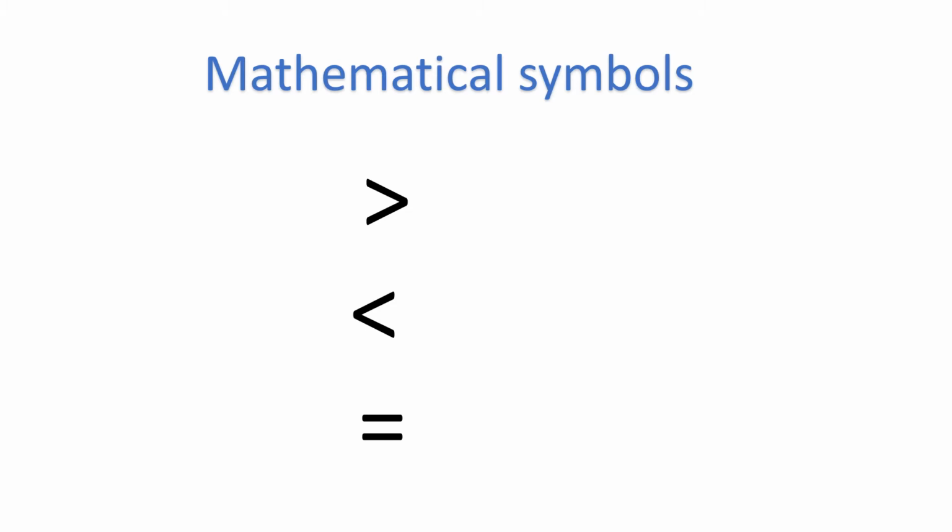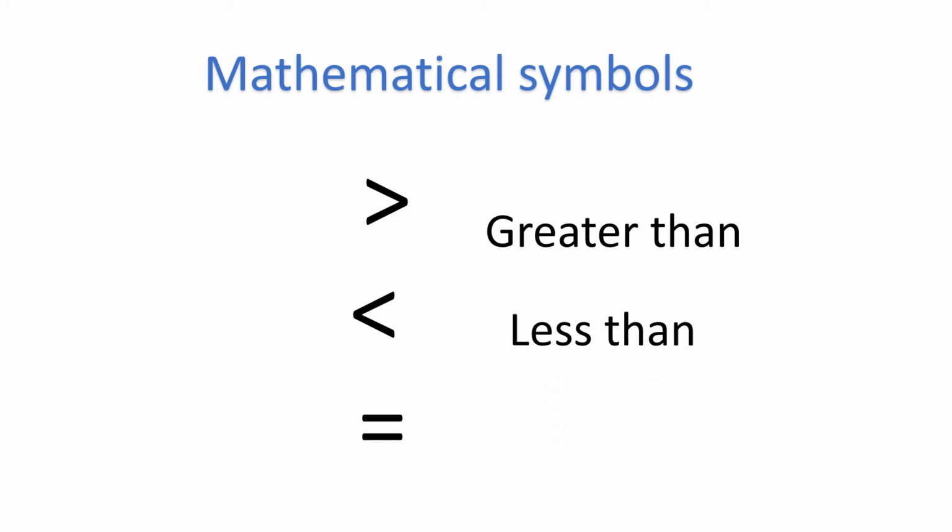Now, we have some mathematical symbols here. I'm sure we've gone through these plenty of times in class and in your previous year's learning. What do they represent? Pause and have a think. First one is greater than. Second one is less than. And the third one is equal to. Well done if you got that correct.